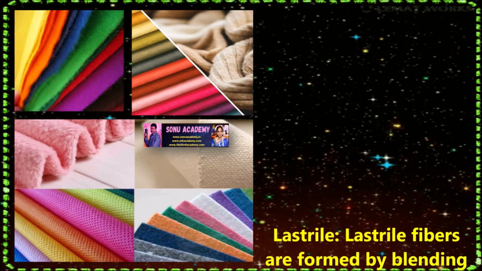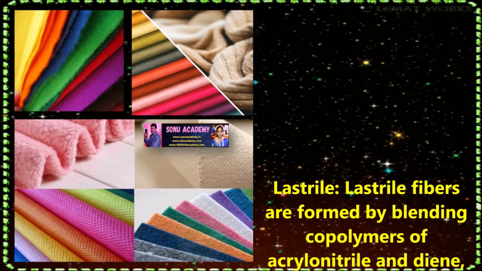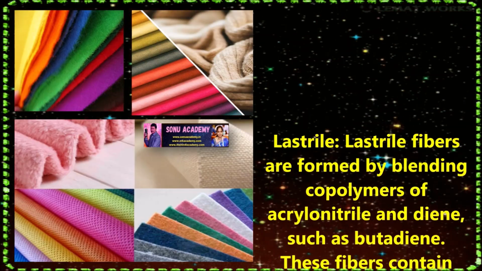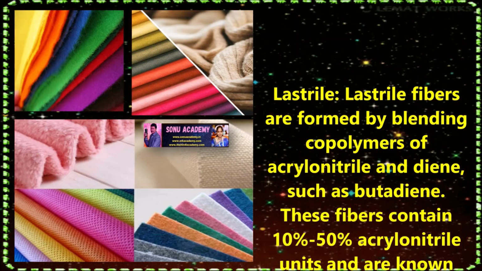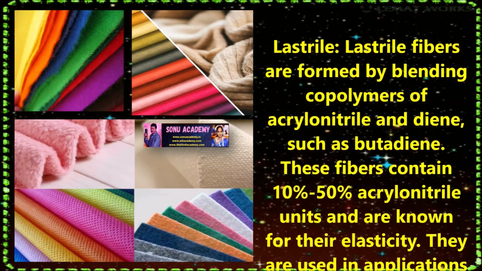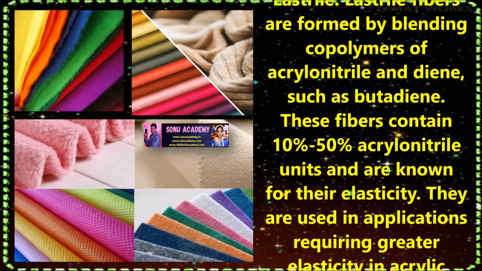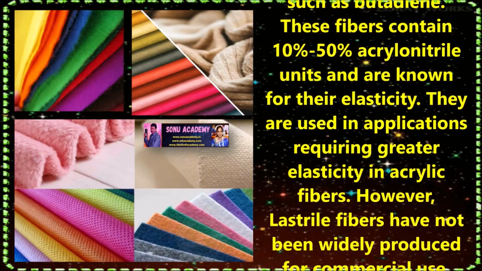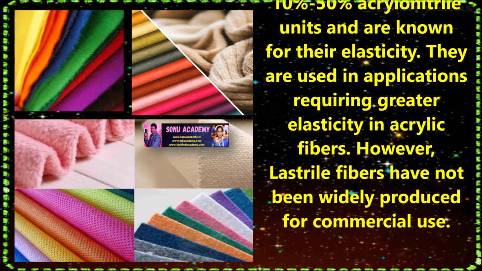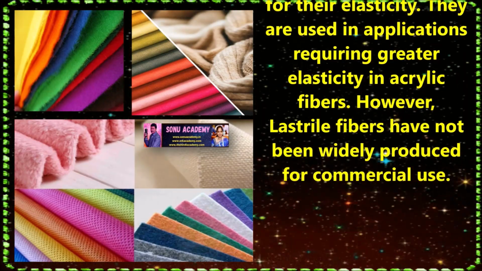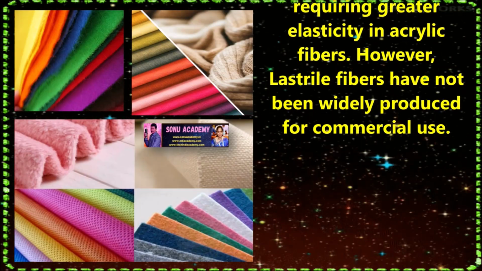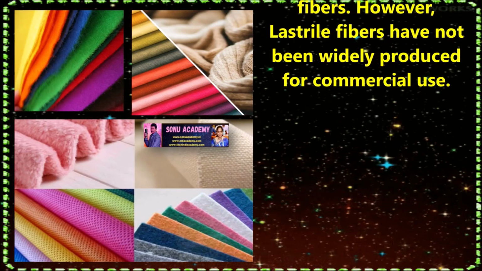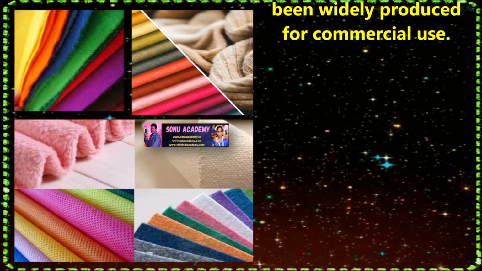Lastrile. Lastrile fibers are formed by blending copolymers of acrylonitrile and diene such as butadiene. These fibers contain 10 to 50% acrylonitrile units and are common for their elasticity. They are used in applications requiring greater elasticity in an acrylic fiber. However, lastrile fibers have not been widely produced for commercial use.